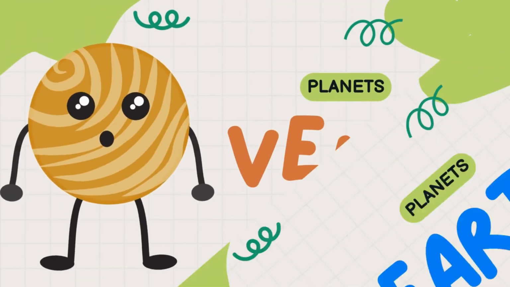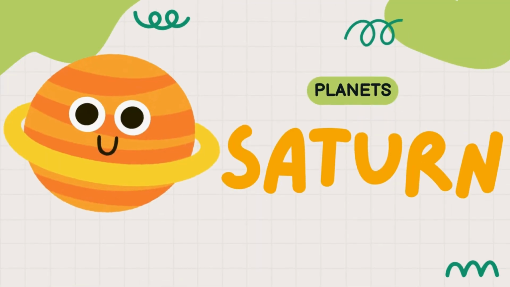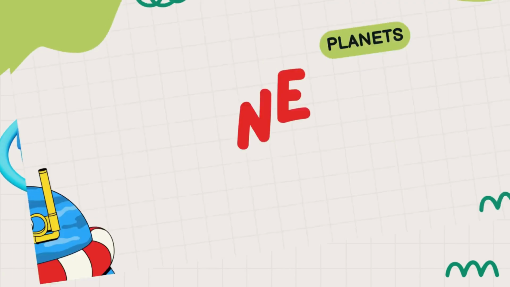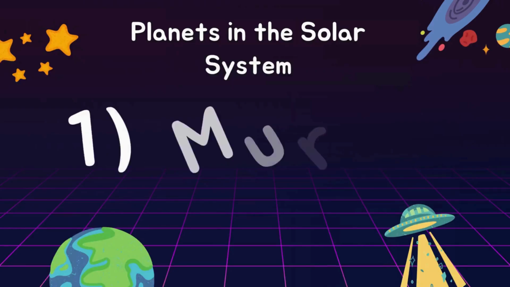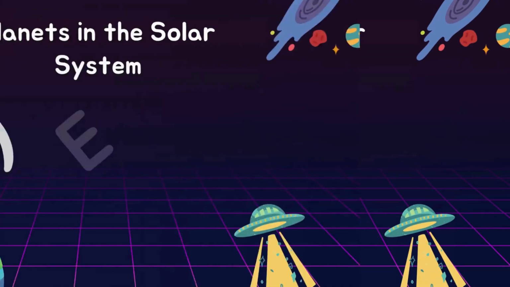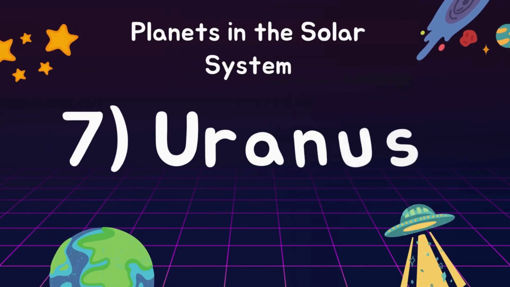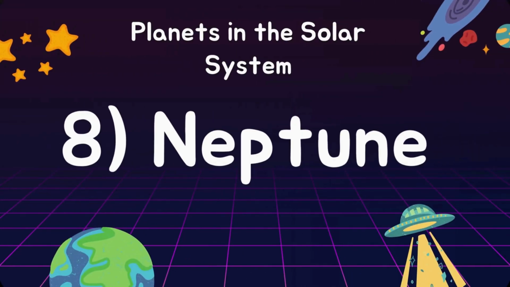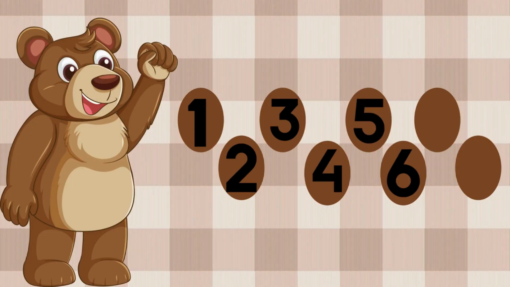Mercury, Venus, Earth, Mars, Jupiter, Saturn, Uranus, Neptune. Learn again: Mercury, Venus, Earth, Mars, Jupiter, Saturn, Uranus, Neptune. Eight planets in the sky. 1, 2, 3, 4, 5, 6, 7, 8.